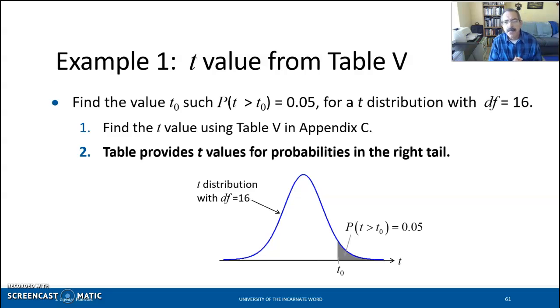So in here we want to find the probability that the values of the random variable t are bigger than some value t sub 0 with a probability of 0.05. And so we're dealing with a t distribution with 16 degrees of freedom. So we're going to find the t value in table 5, and we're going to use the probability on the right tail as is shown right here.